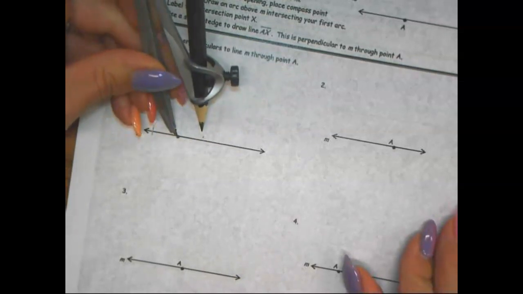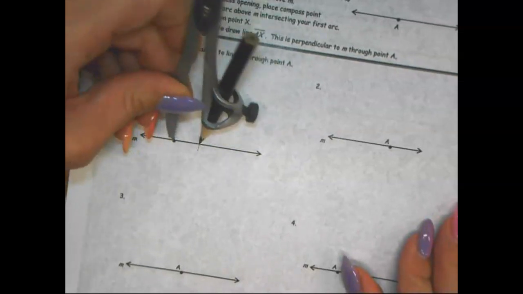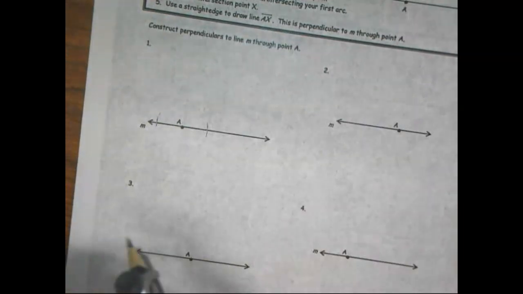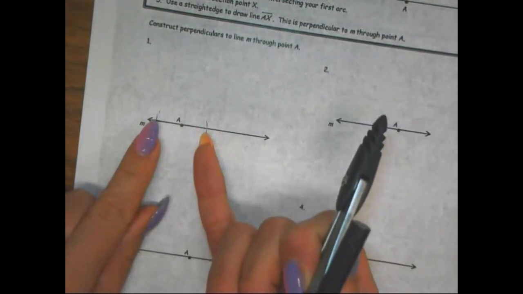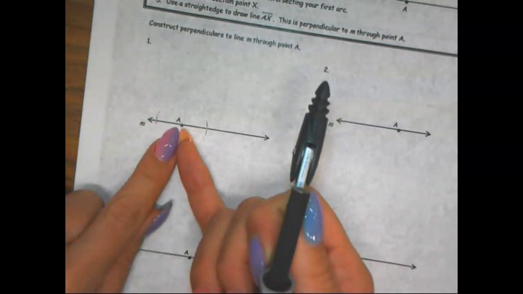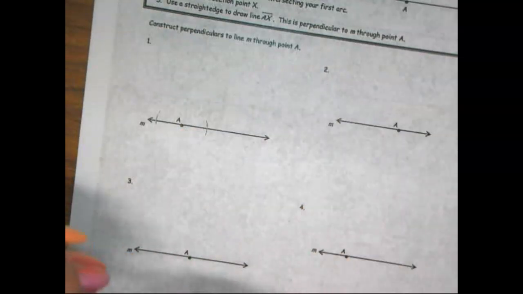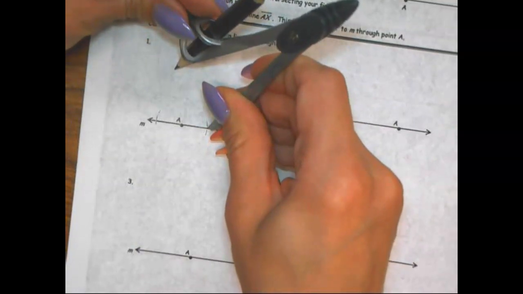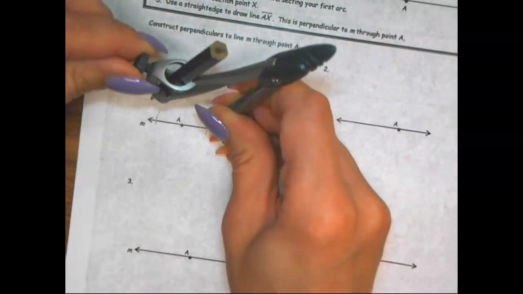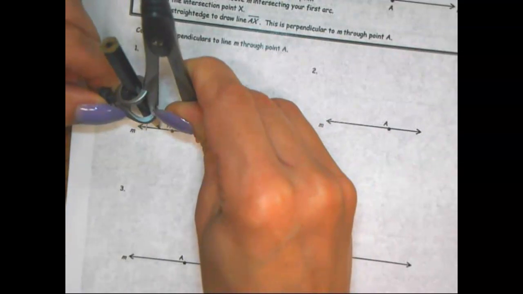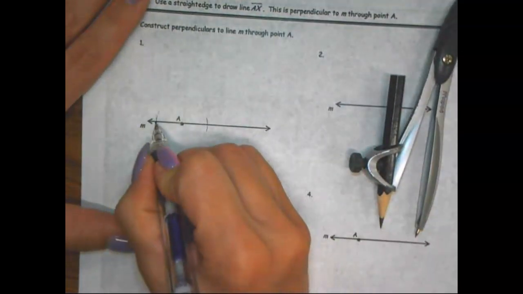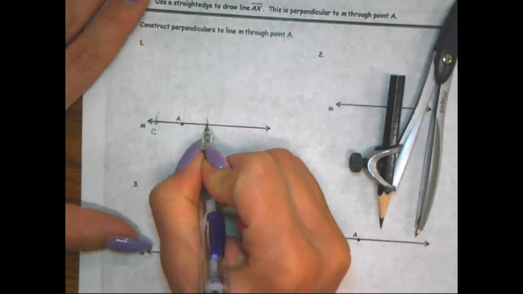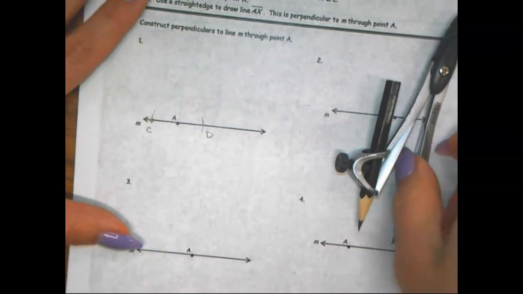But I'm going to make an arc on both sides. Whoops. Okay. Now from each of those distances that are the same distance away from A, I am going to open my compass, and I need to be greater than half that length. So they're calling this C and D, the two marks that we just made around A.